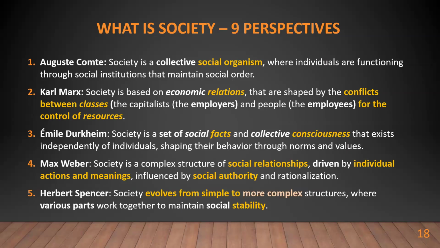Third is Emile Durkheim. He says society is a set of social facts and collective consciousness that exists independently of individuals, shaping their behavior through norms and values. So here he talks about the culture that creates some kind of collective consciousness that then influences individuals, who then produce certain social actions, social facts. And he has a beautiful theory about what a social fact is. A social fact is something that we all agree to call a fact. And that's why we have these discussions these days about facts and alternative facts. Because if we disagree about what we will call facts as a society, and not just physical facts, we're talking about social facts.